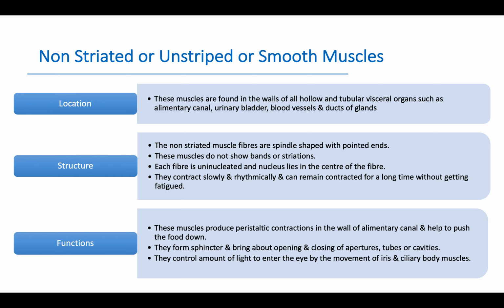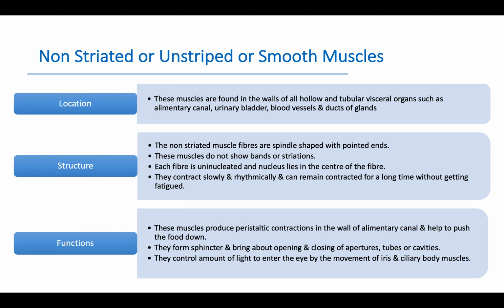Involuntary muscles. They do not work according to our will. Location of non-striated muscles. These muscles are found in the walls of all hollow and tubular visceral organs such as alimentary canal, urinary bladder, blood vessels, and ducts of glands.